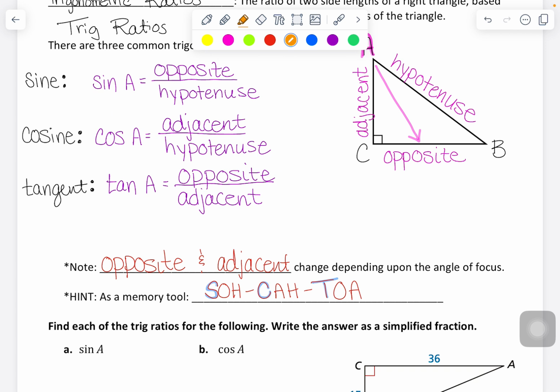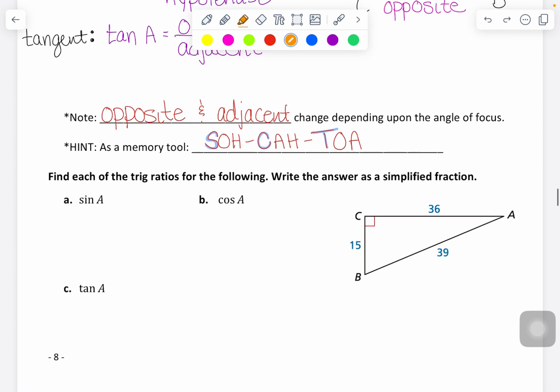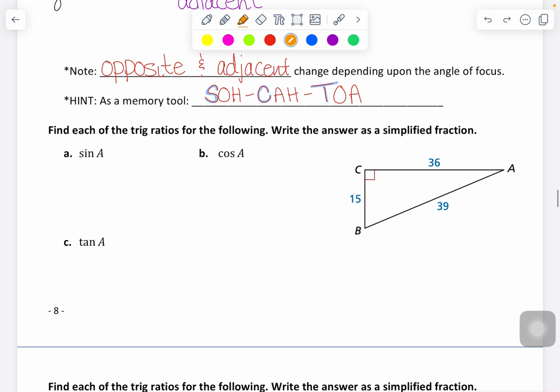So for SOH, S-O-H, it's telling you sine is opposite divided by hypotenuse. That's what the O and the H tell us: what order and which sides. CAH: cosine is the adjacent divided by the hypotenuse. TOA, T-O-A: tangent is opposite divided by adjacent. So you're going to hear me reference SOHCAHTOA a lot.